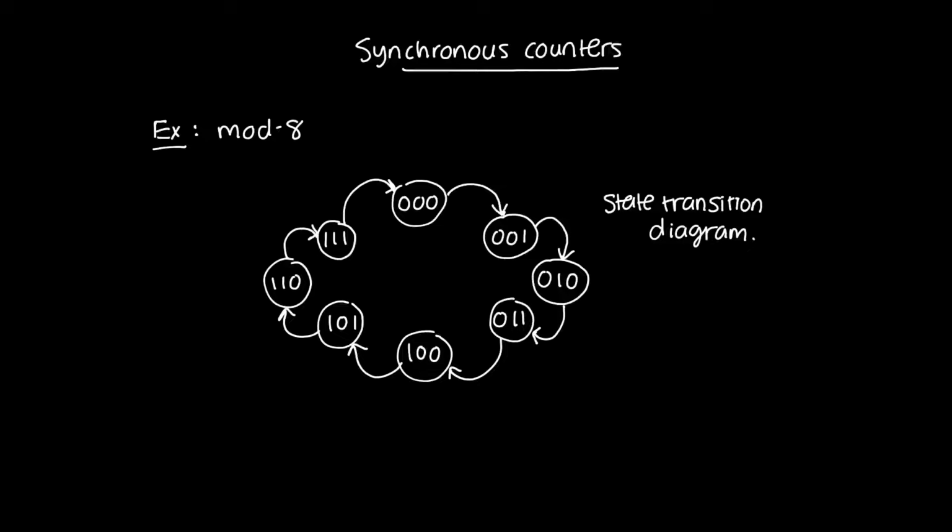Today, what we're going to do is revisit the synchronous counter from the last video where we used D flip-flops, and instead we're going to use JK flip-flops. So we keep the state transition diagram the same. That doesn't change. We're still implementing a mod-8 up counter.